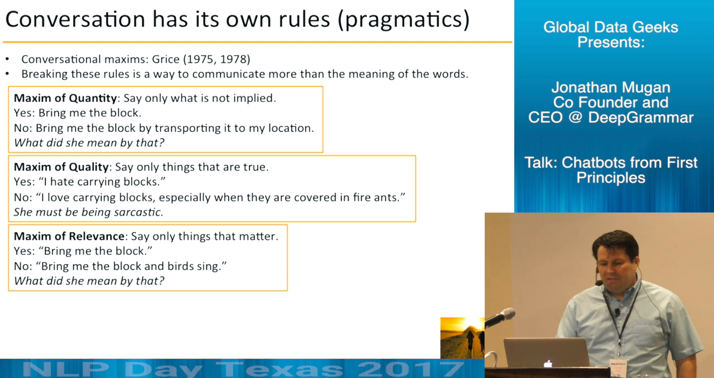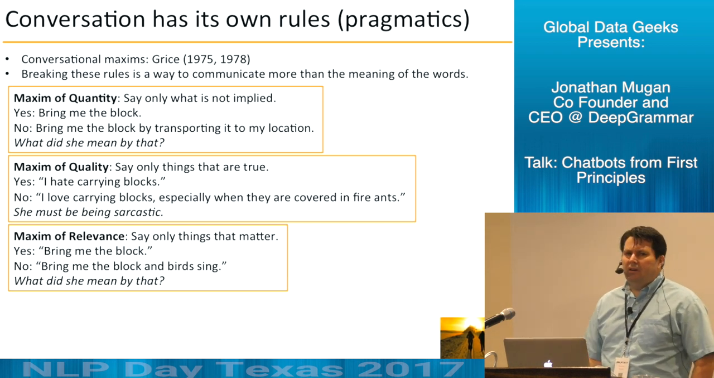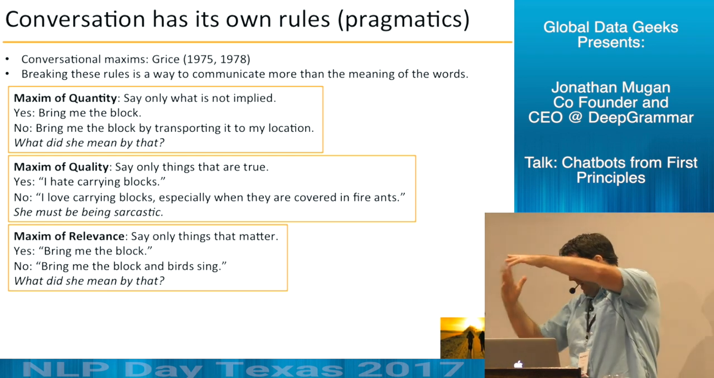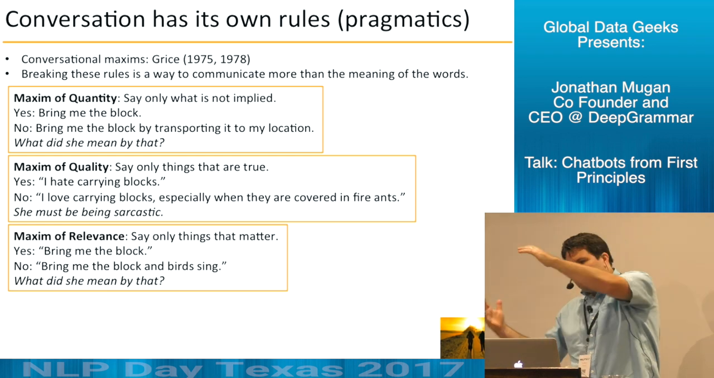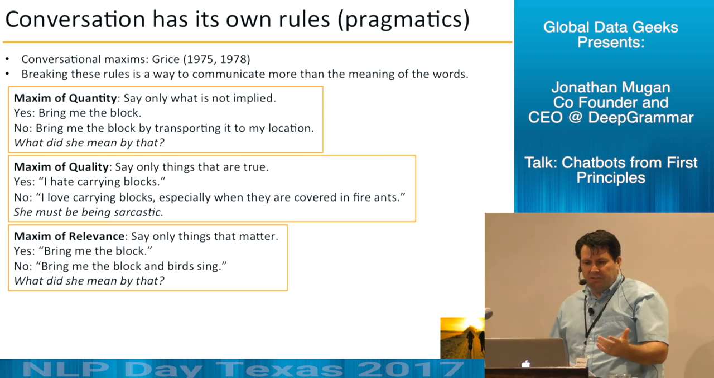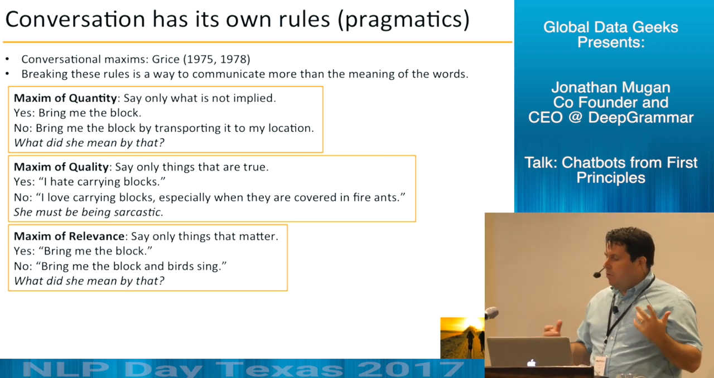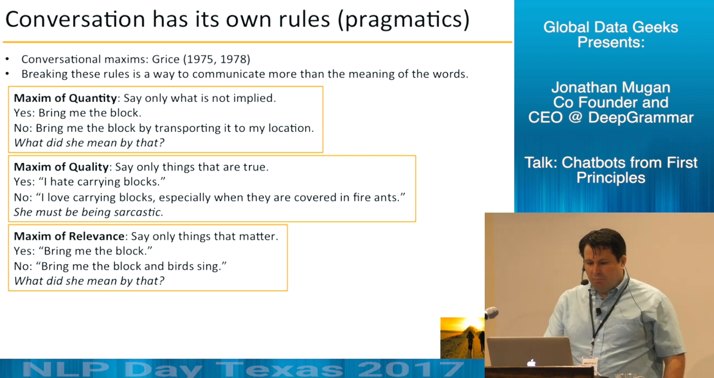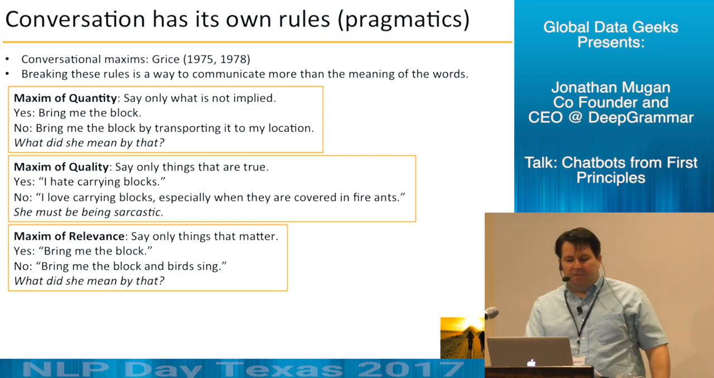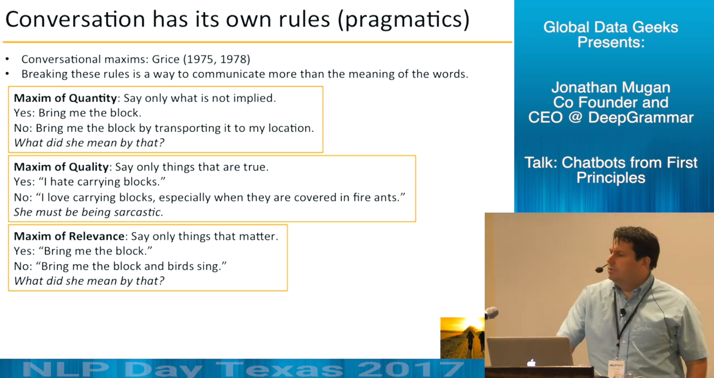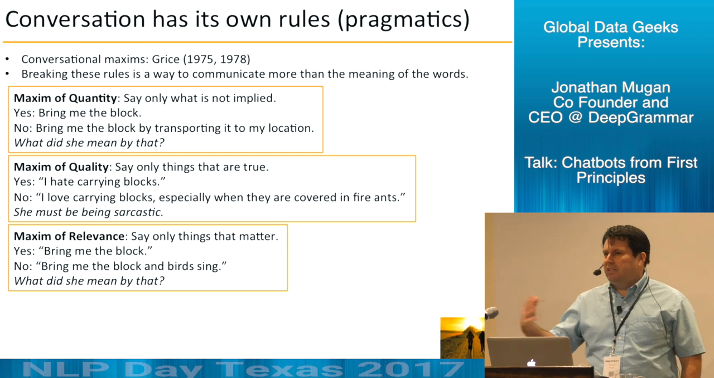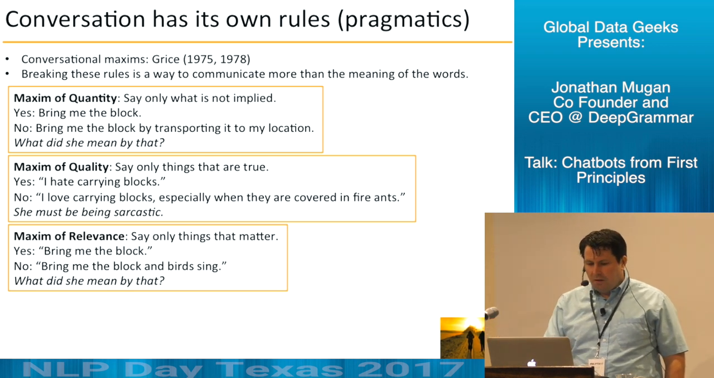And this all seems trivial to us, but you can imagine with a computer, you have all these things you could say, and you can imagine a huge page of first-order logic. Which part of it should I convey to the person? And it's these things: you only say things that, quality, quantity, and the things that matter. So, bring me the block is fine, but bring me the block and birds sing is not fine, because even though birds sing is true, what does it have to do with the block? And the person's going to be confused, even though you said something that's completely true.